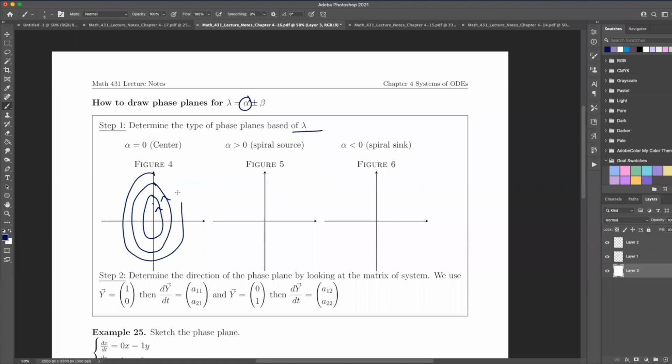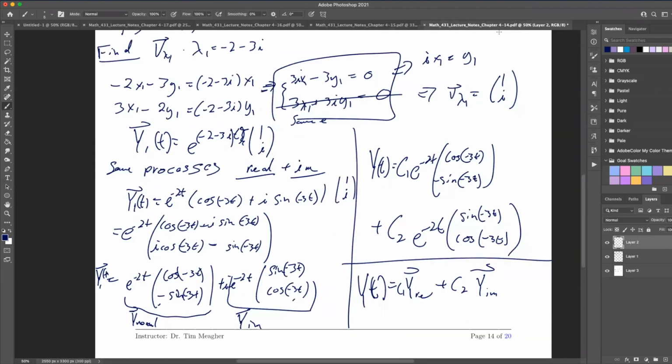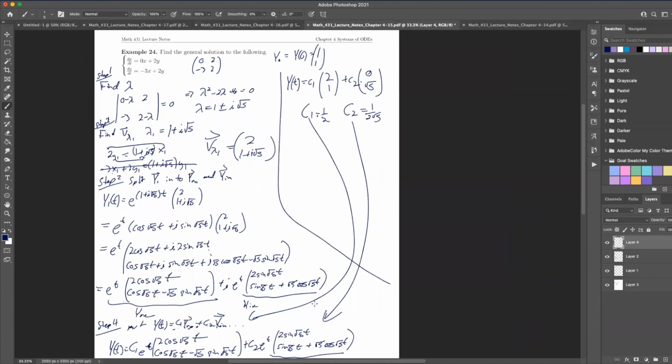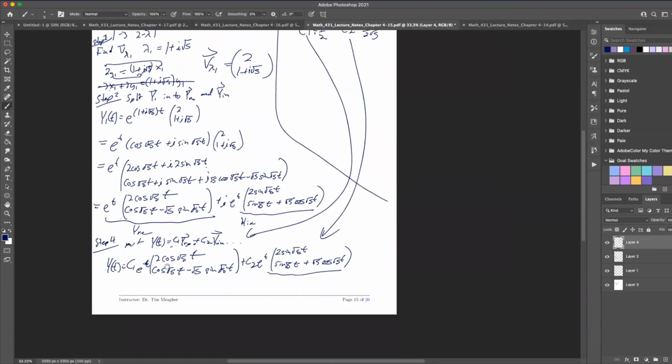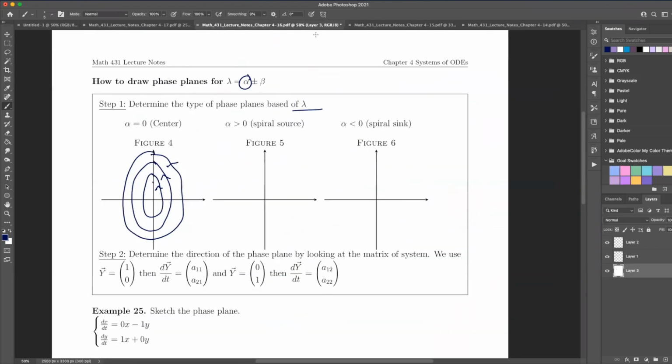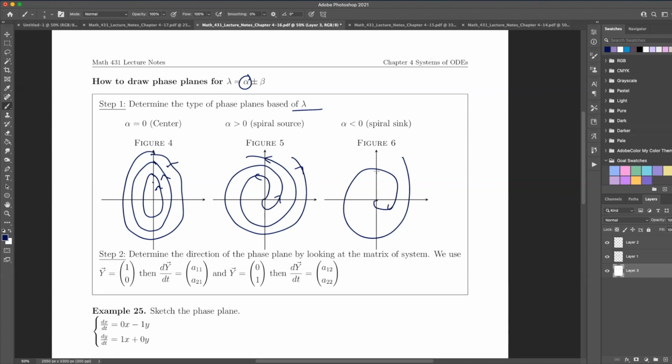I'll show you a couple of these. If the real part is greater than 0, notice the amplitude on these sines and cosines is going to get larger and larger as this e to the t gets bigger and bigger. And so it's going to spiral outwards. So this one spirals out. We call these spiral sources. And if it gets smaller, the amplitude gets smaller and smaller, and then it spirals in. And we call these spiral sinks.